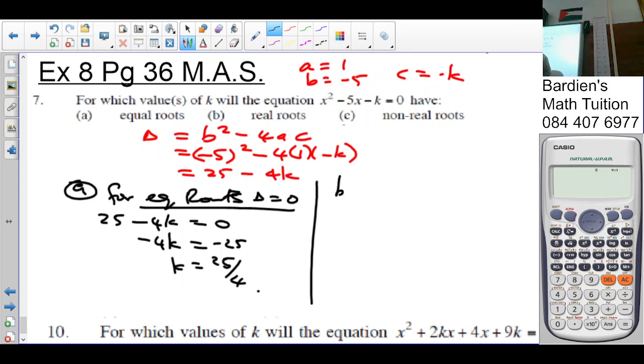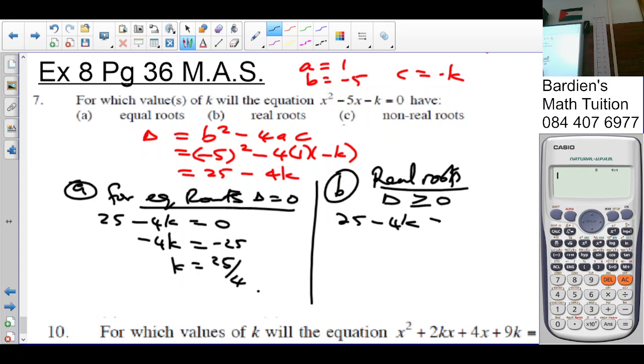B, I want to know for real roots. Real roots? What do we know about real roots? Delta is greater than or equal to 0. So delta is 25 minus 4k being greater or equal to 0. So negative 4k greater than or equal to negative 25. Divide by negative 4 both sides. The inequality swaps when you divide by a negative. So it's going to be 25 over 4. As long as k is less than or equal to 25 over 4, your roots will always be real.